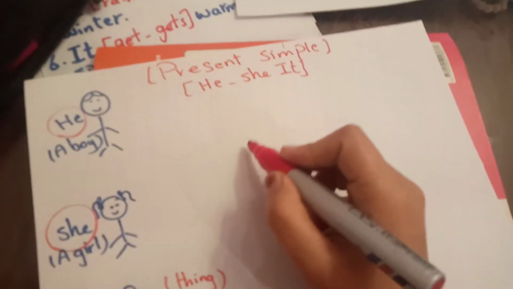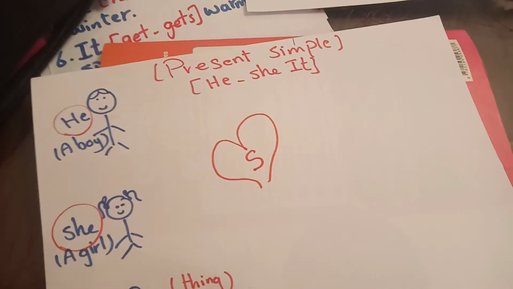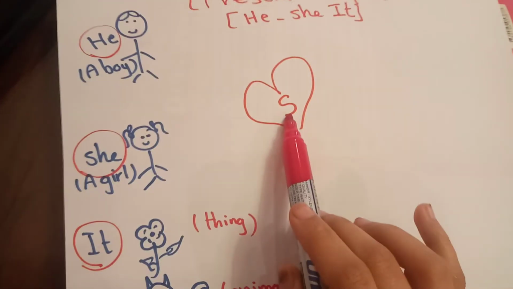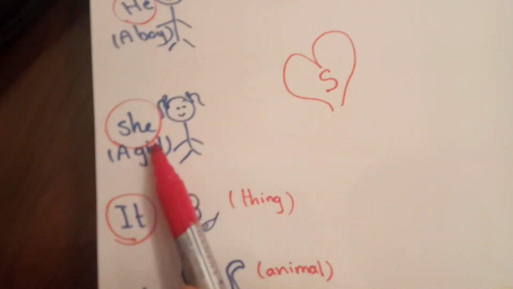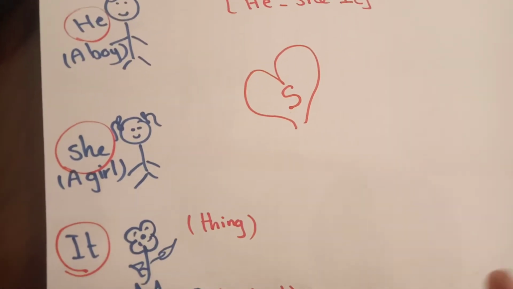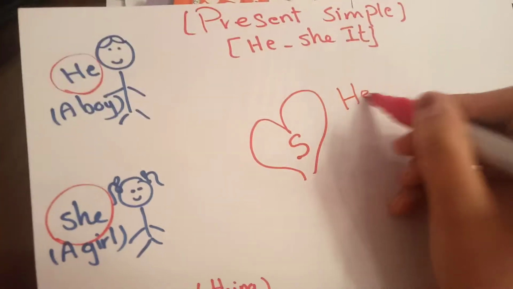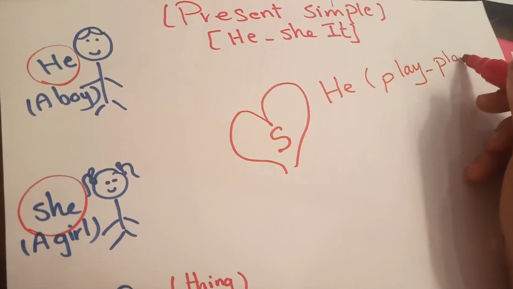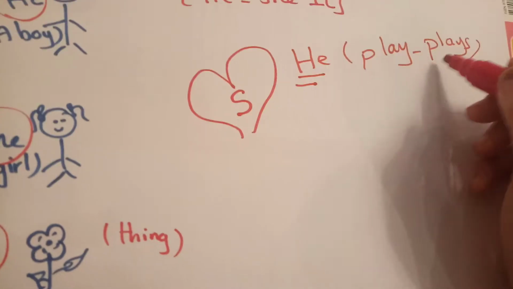They like S. They always come with S to the verb. When I find he, I put S to the verb. She, add S to the verb. It, add S to the verb. They like S so much. Like when I say he play or he plays. The subject here is he, and he likes S, he plays.